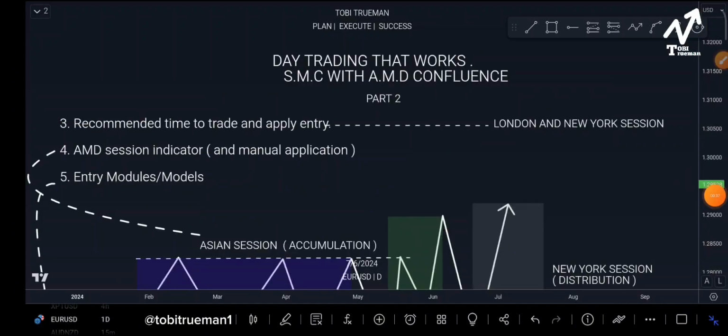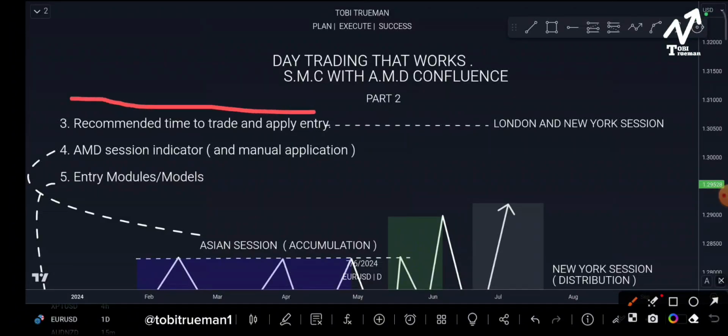So you may ask, what is the recommended time to trade and apply our entry? When do we trade? When do we begin to mark out our market structure? When do we begin to observe and look for entry? It is mostly recommended to do that during the London and New York session.